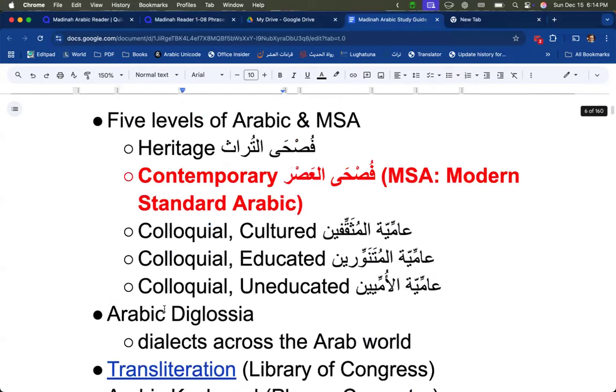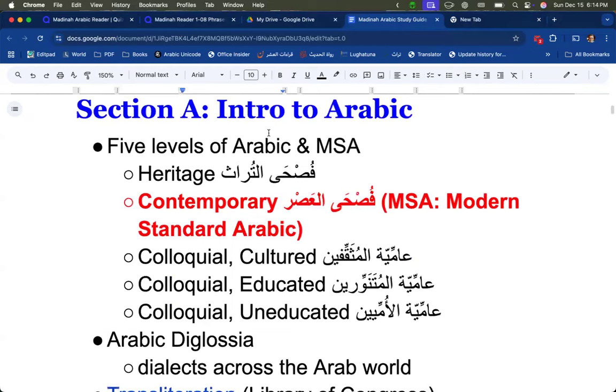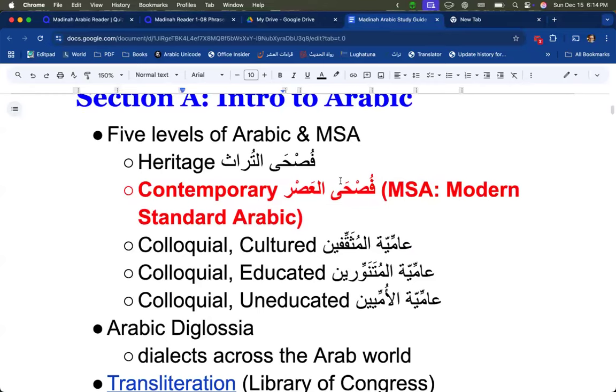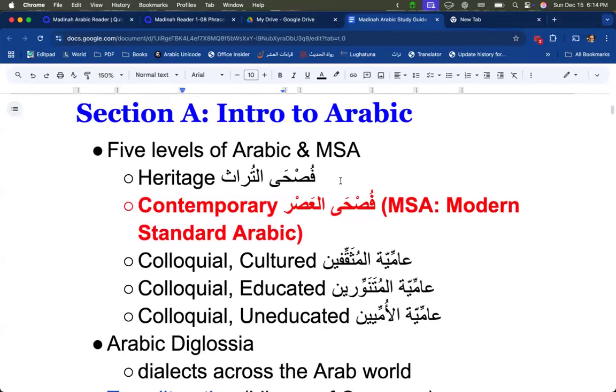So just review very quickly. There are 5 types of Arabic. I'm not going to go too deep into any of this unless you ask me a question. Those of you who are not with me since the beginning clearly haven't seen this unless you've seen the videos. So I explained the different types of Arabic. What we're learning is one type, which is in red: the contemporary modern standard Arabic that is spoken by all of the Arab world.